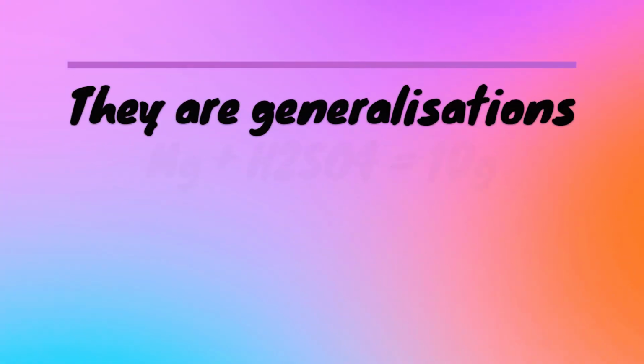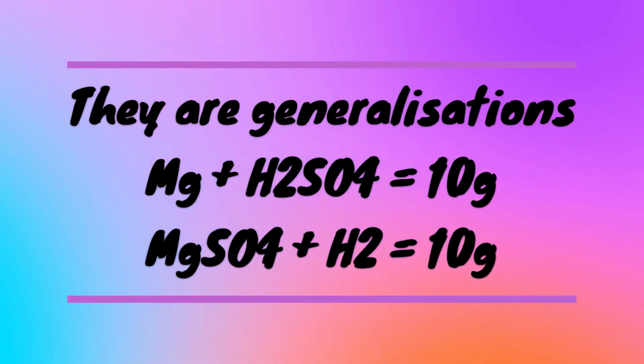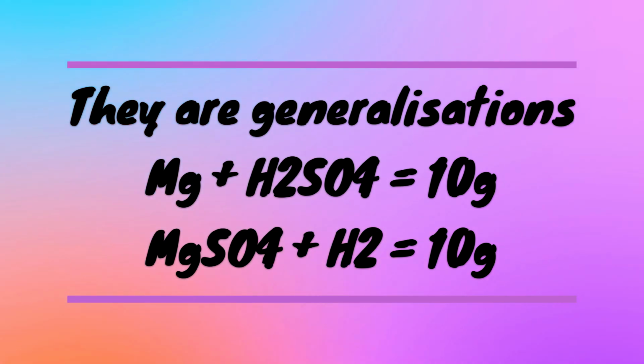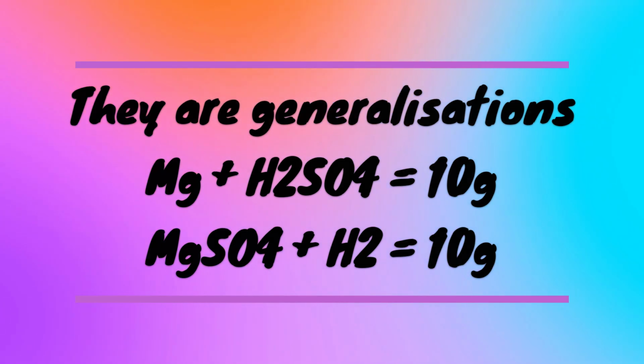Now, as we've just seen, empirical formulas are generalizations. And I'm just going to pop in here the idea that if we had Mg plus H2SO4 equals 10 grams, then MgSO4 plus H2 is 10 grams.